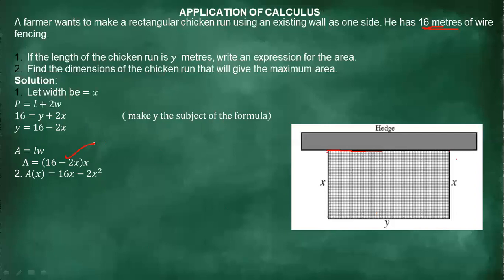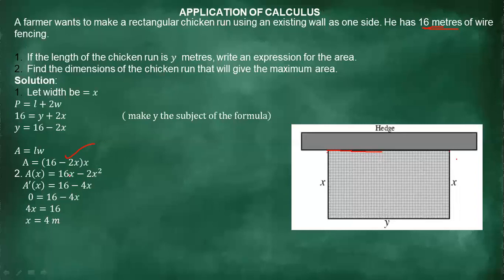We have answered the question. The second question: find the dimensions of the chicken run that will give the maximum area. Then you write the area that you got from question 1. With respect to x, we're going to differentiate that. After the derivative, you're going to have 16 minus 4x. Then equate to 0 so that you can solve for the value of x. You transpose this one to this side, then you divide both sides by 4. Then x is going to be 4 meters.